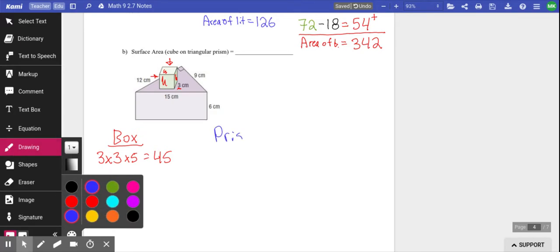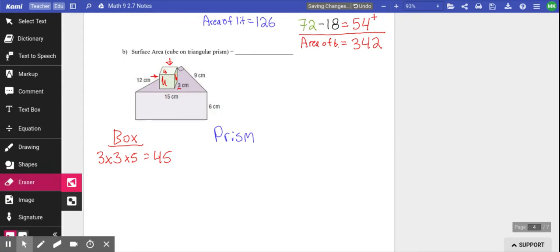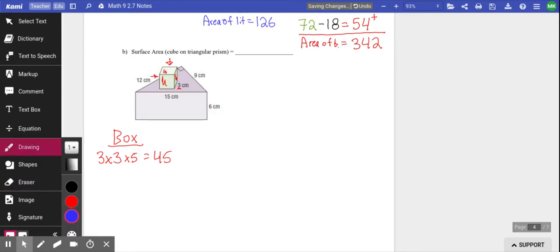The prism is going to be a little bit trickier. I might give myself a little more space here. Prism. When doing the prism, I'm going to do the sides first because those are typically easier because they're rectangles. So if I'm looking at this front side right here, that front side is 15 times 6 for a total of 90.